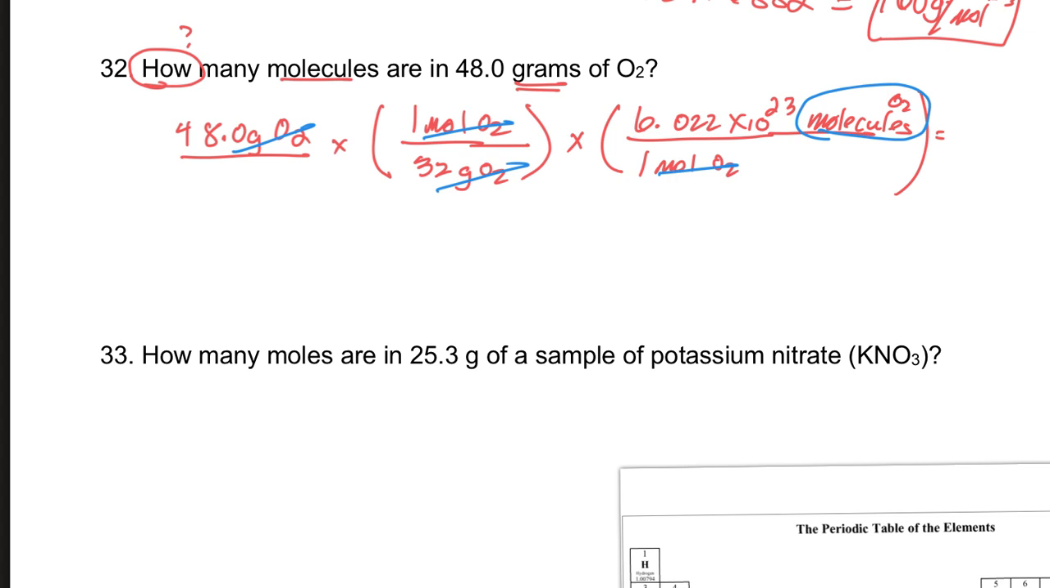So what we're going to do is multiply the 48 times the 1 times the 6.022 times 10 to the 23rd. That'll give us a number in the numerator. So let me go ahead and do that, and then I'm going to divide it by 1 times 32 times 1, so 32 in the denominator. I'll set it up and show you on the screen in a sec.